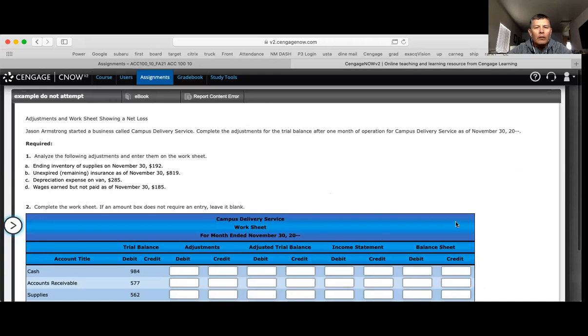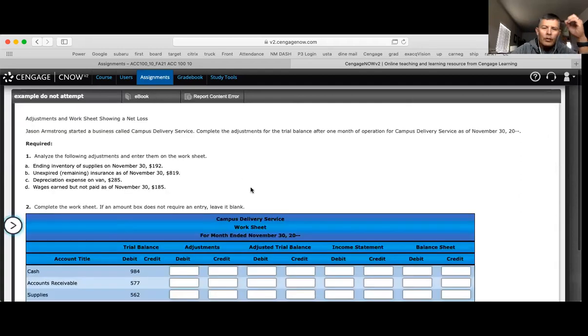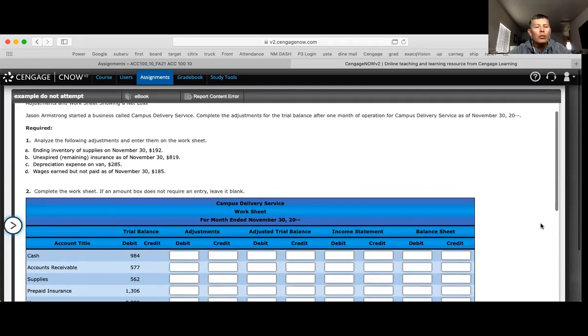Hey class, I wanted to make a video of the chapter 5 example. This will be similar to problem number 5, 15A. I think it's the last problem on the homework, but this will help show you how to do it. Okay, so required to analyze the following adjustments and enter them on the worksheet.